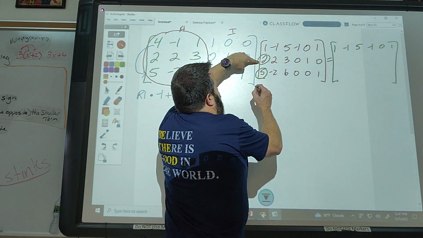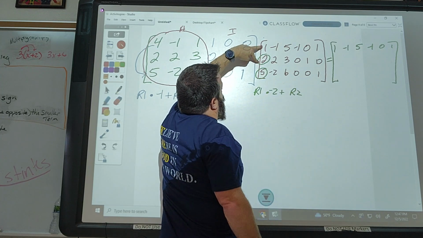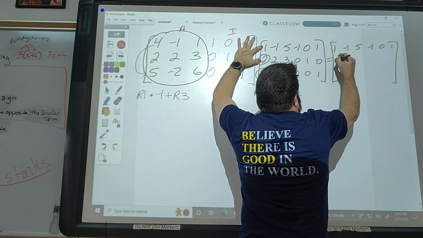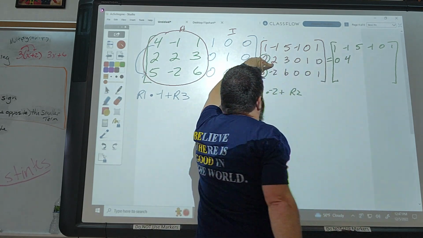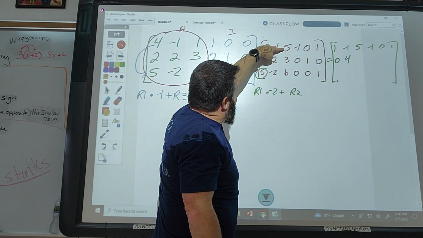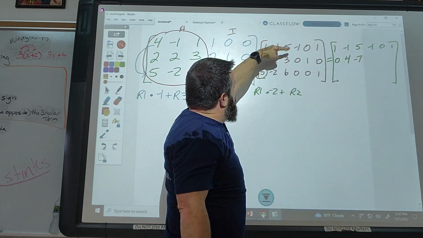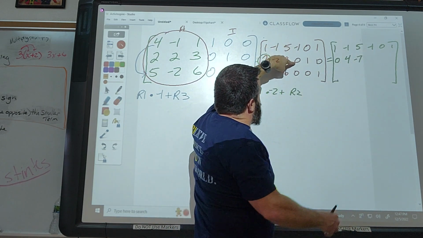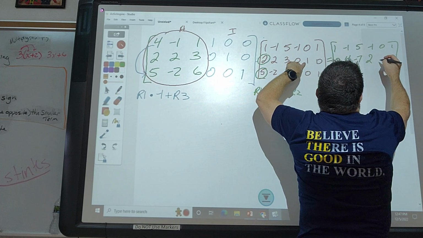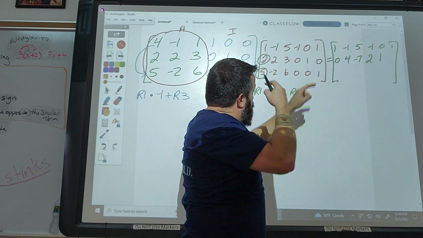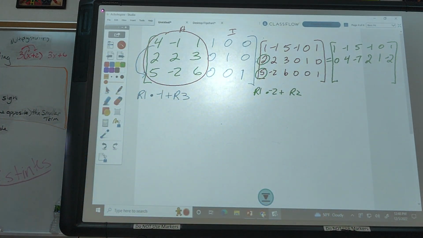To make that 2 a 0, I'm going to take row 1 times -2, and I'm going to add it to row 2. So 1 times -2 plus 2 is 0. -1 times -2 is +2 plus 2 is 4. 5 times -2 is -10 plus 3 is a -7. -1 times -2 is 2 plus 0 is 2. 0 times -2 is 0 plus 1 is 1. And 1 times -2 plus 0 is a -2. And so hopefully I've done that step correctly.